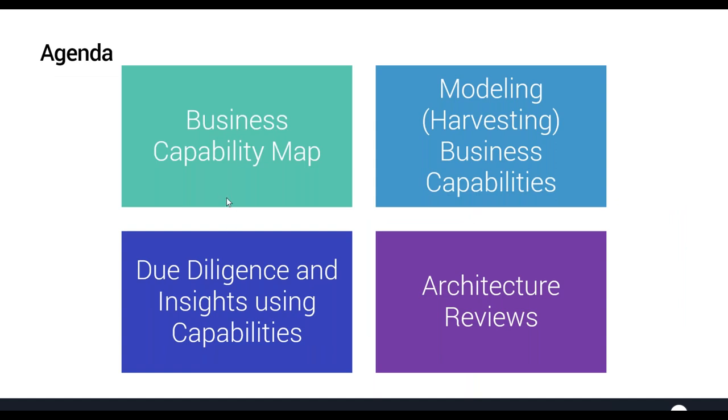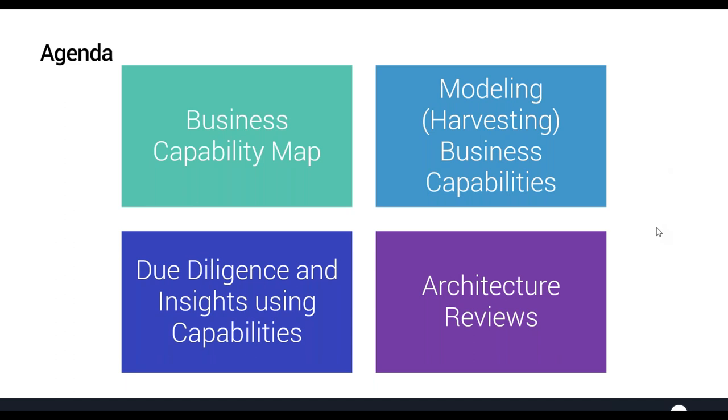And just coming back to the agenda, we started with how to define a capability map, or what a capability map is, and how to harvest it into EA. And then we looked at how we really make use of the data that we harvest into EA, and why it is so important to have it in a central repository connected to the other artifacts instead of having it in an Excel or a PowerPoint, which are the usual alternatives.